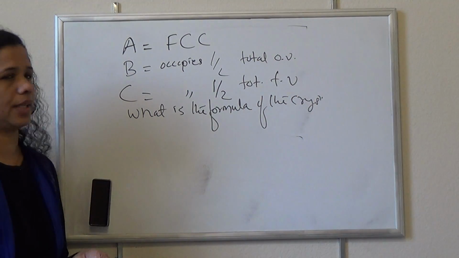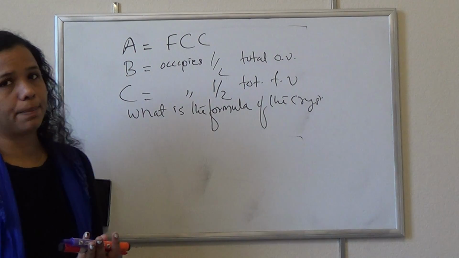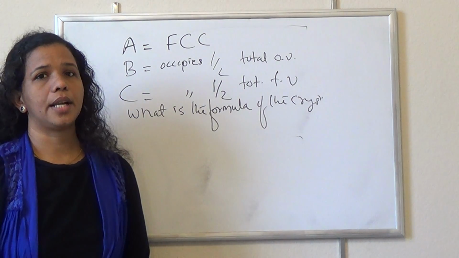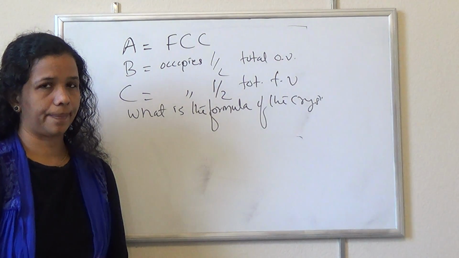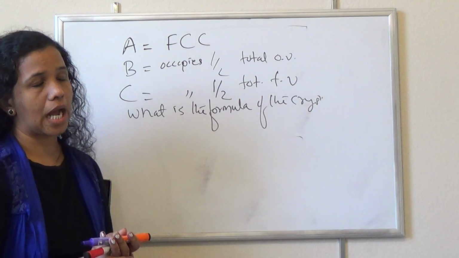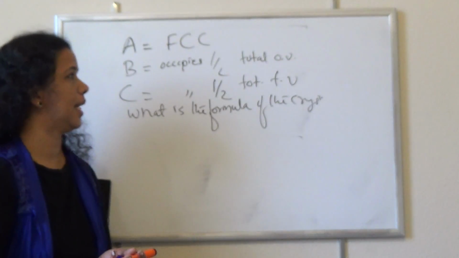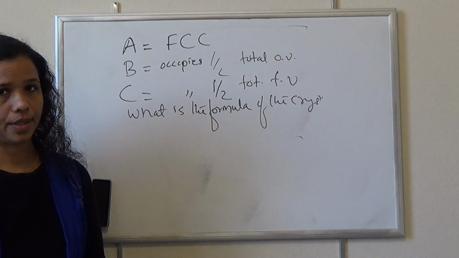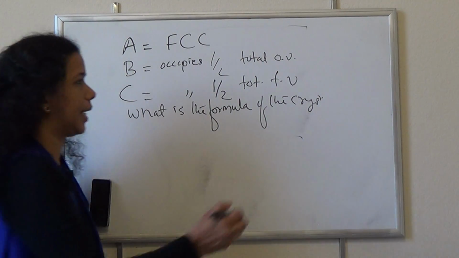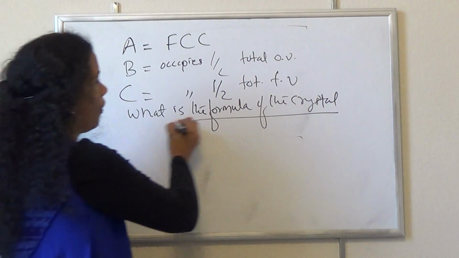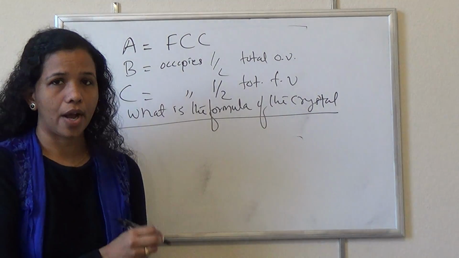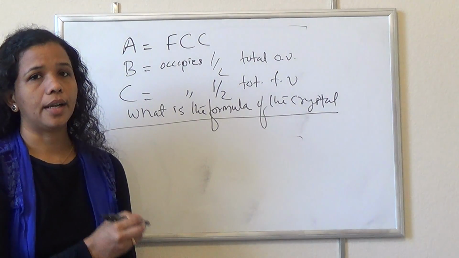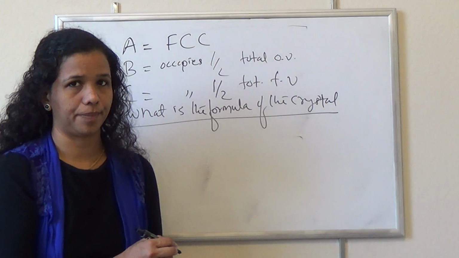Once again I will say the question. A crystal is made up of 3 different atoms, A, B and C. A atom occupies FCC arrangement. B atom occupies half of the total tetrahedral voids and C atom occupies half of the total octahedral voids. Then what is the formula of the crystal? For finding the formula of the crystal, we have to find the effective number of A, B and C and take the simple ratio of those atoms.